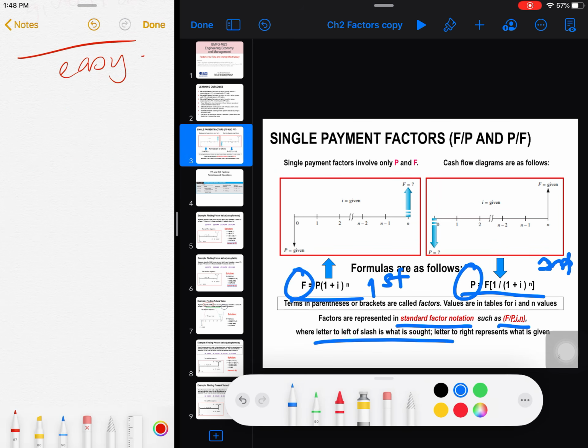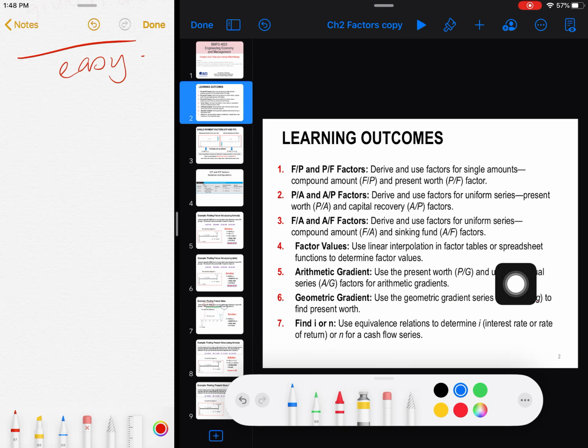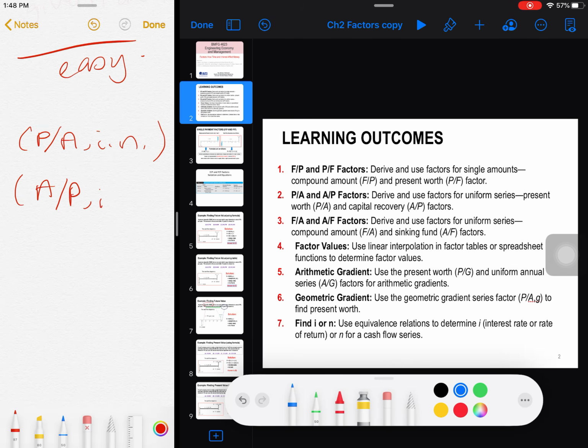So we have the things I mentioned earlier: P over A and A over P, F over A and A over F. Along the course, you'll find notations like these as well: P over A, comma I, N. You can also find A over P, comma I, comma N. You can also find F over A, I, N. You can also find A over F, I, N.